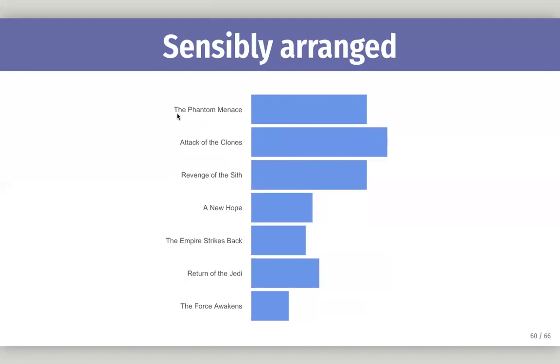And so to do that, you would want to reorder these factors so that it's actually in the order that the films were released, to maybe be able to help the viewer draw some kind of conclusions about the popularity of the different films.